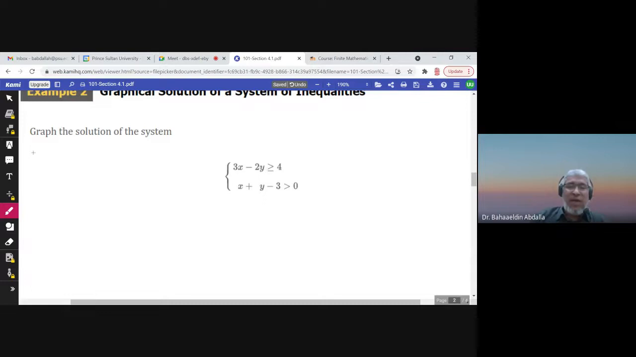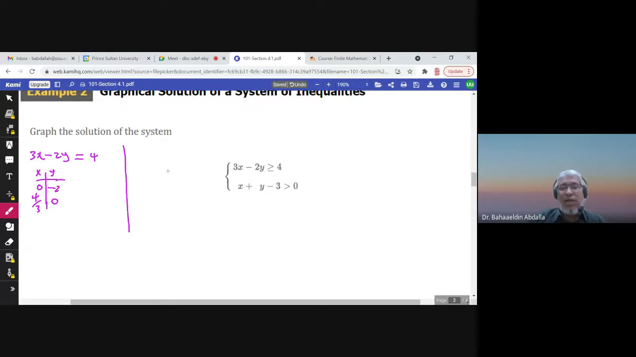And to graph any linear inequality, I immediately start by graphing the straight line. To graph the straight line, I choose 2 points. I put x = 0. Negative 2y equals 4. 4 over negative 2 is negative 2. I put y = 0. 3x would be 4. x would be 4 over 3, or 1.3. That's good.